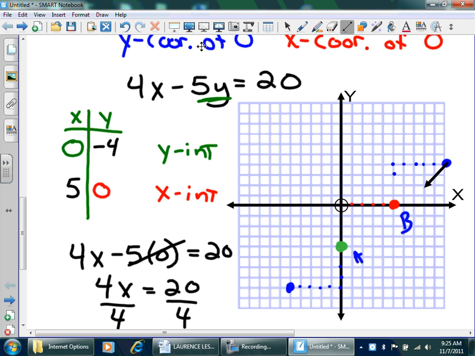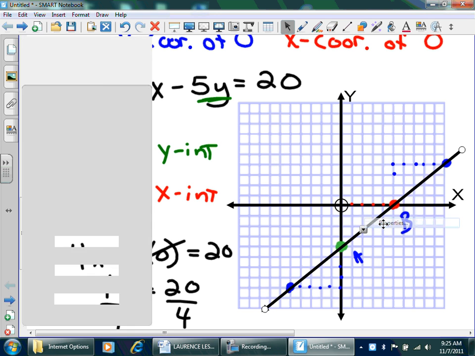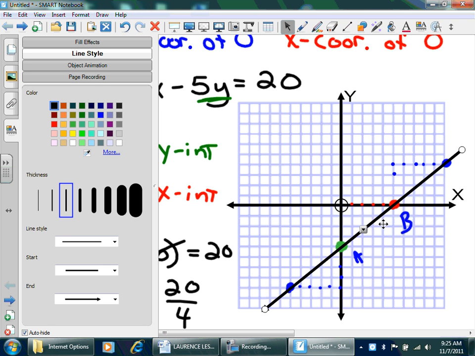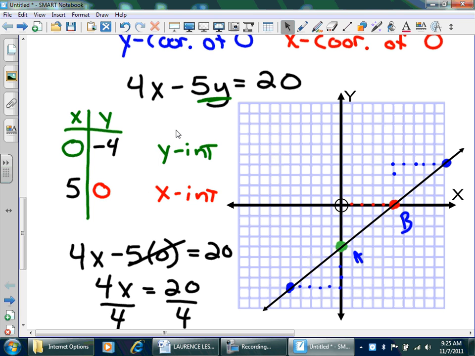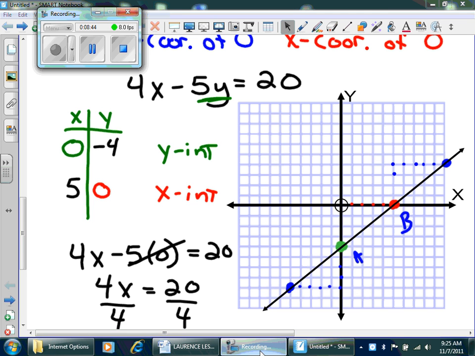So there we go. And I'll make it go a little bit longer. And I will put an arrowhead on the end, and I'll leave it black because it's made up of a lot of different colors. Okay, that's how we do it. We graph by intercepts. We plug 0 in for x, and then we plug 0 in for y.